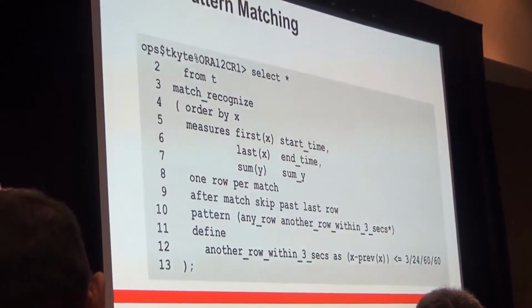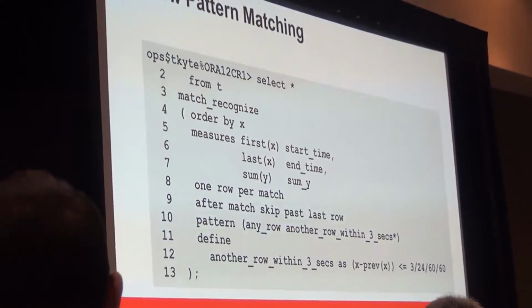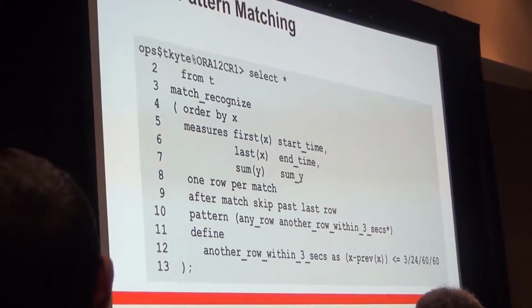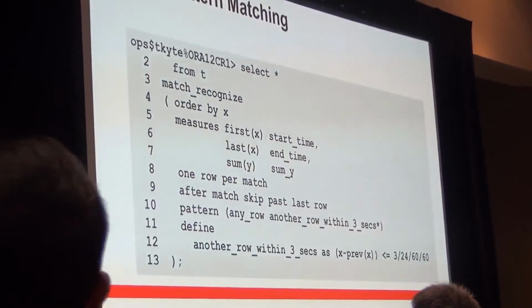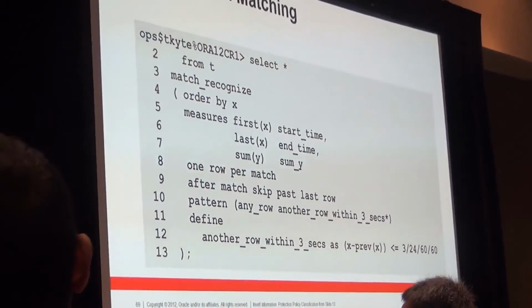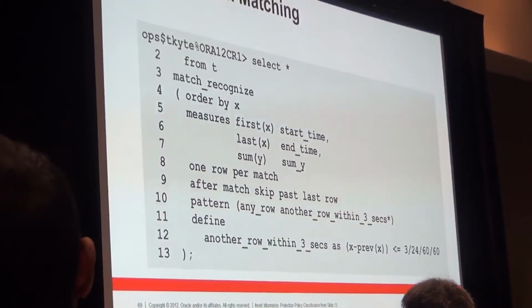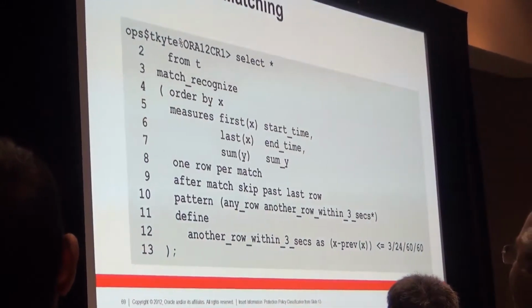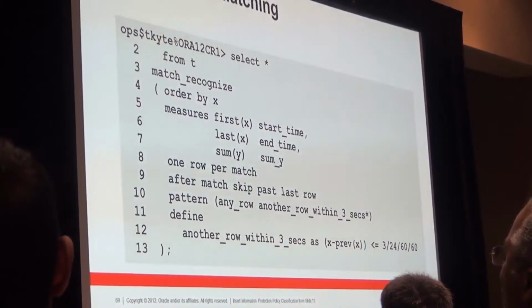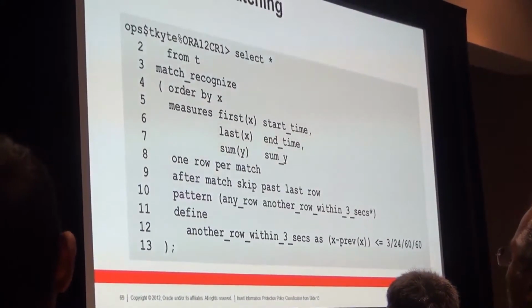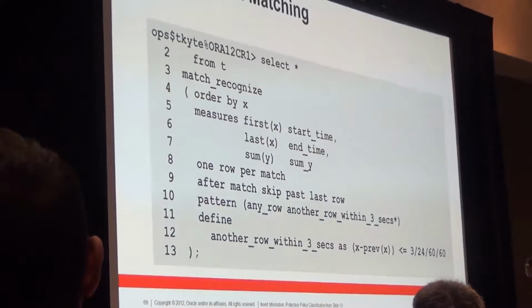What was the requirement for this query? Take all the rows after sorting by timestamp, and for every set of rows, as you're going through it, if the current row is within 3 seconds of the previous row, it's still part of that group. So my pattern is: find any row that is subsequently followed by another row within 3 seconds, asterisk. It looks like the database has sort of figured out what we want to do.